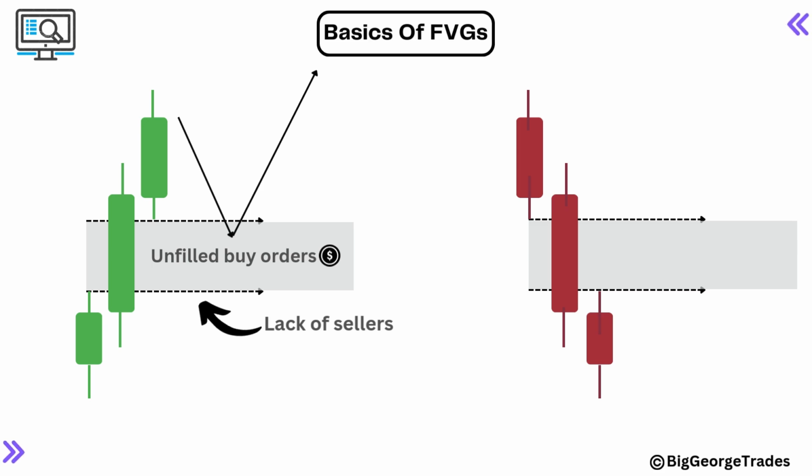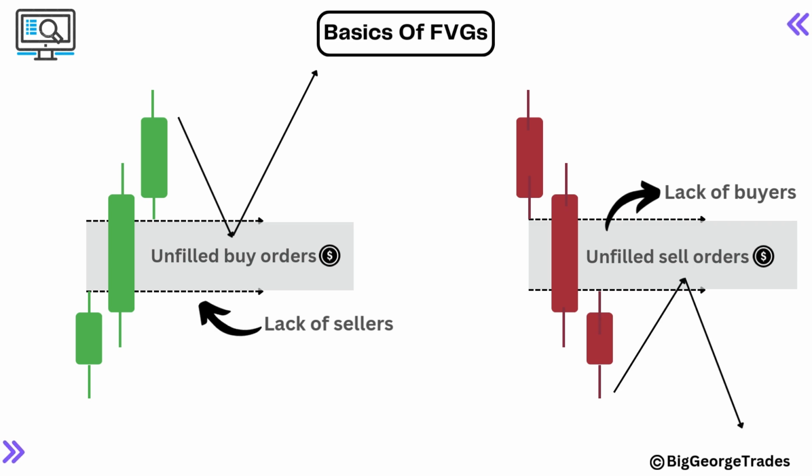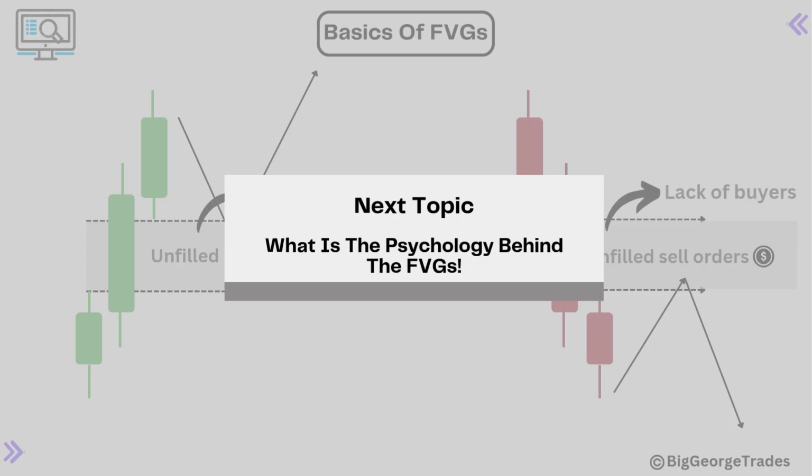Similarly to the bullish fair value gap, we have the bearish fair value gap. It has the same scenario as the bullish scenario, but this time price shows a lack of buyers as much as sellers in the market. So these areas of the fair value gap are filled with pending sell orders, which causes price to rebalance itself, buying to this area and picking up all the sell orders in order to gain more momentum to push price lower. Next, we'll be talking about the psychology behind fair value gaps.